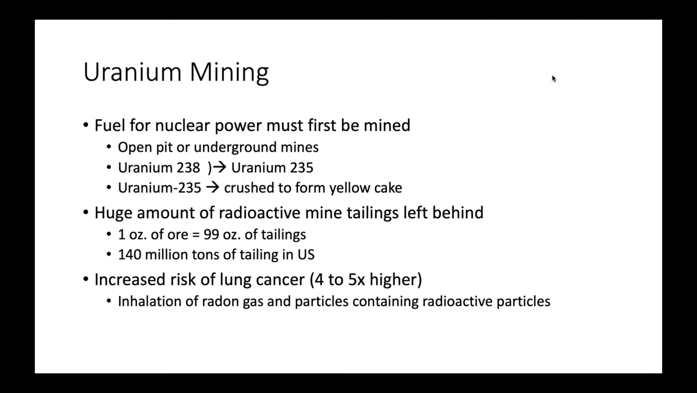In order to get these things to run, you've got to mine uranium. And the uranium that they mine is predominantly uranium-238. That's not fissionable in these reactors. They need uranium-235. Of the uranium, the uranium-235 constitutes less than 1% of the semi-refined ore. They dig it out of the ground, they wash it, they dissolve it with water and so on and so forth, and then strain it out. And the product that they get is called yellow cake.